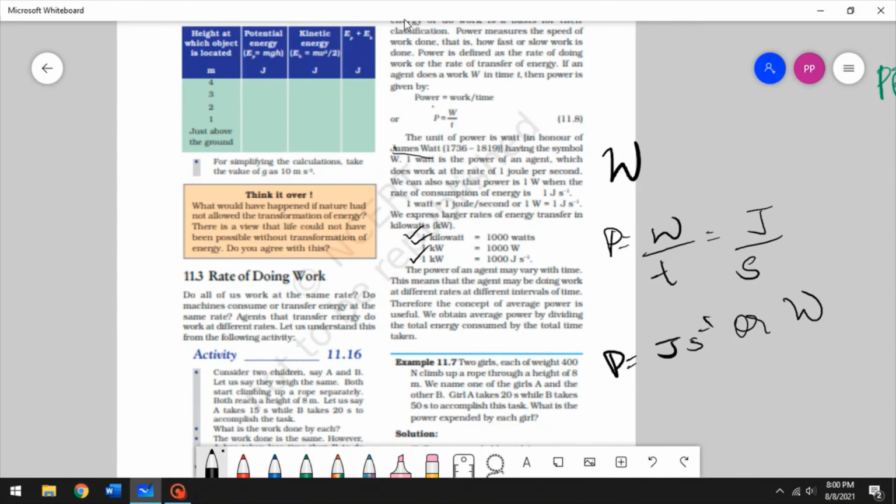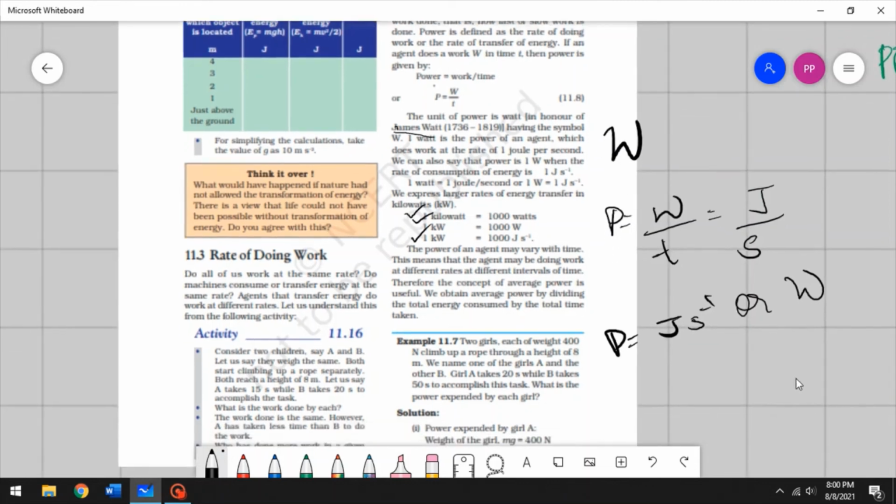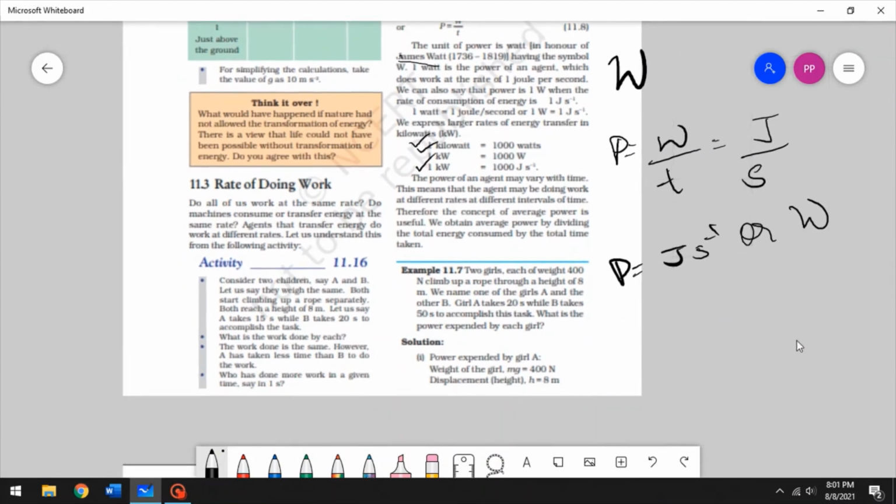Alright, so the power of an agent may vary with time. If you have an old refrigerator, you might know this, right? The power of that refrigerator when it was new is not the same as its power now. That is because the power of an agent may vary with time. It might not be the situation for every old refrigerator, but most of the time this is what happens, right? So this means that the agent may be doing work at different rates at different intervals of time. And that is why the concept of average power is useful. Alright, so we obtain average power by dividing the total energy consumed by the total time taken. Alright, that is average power.